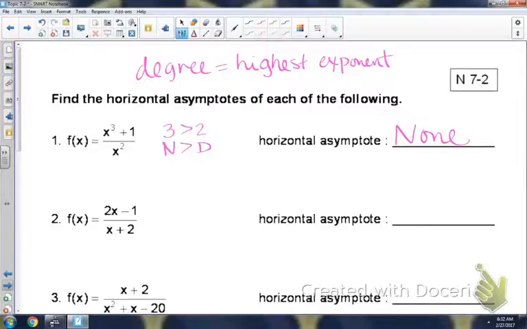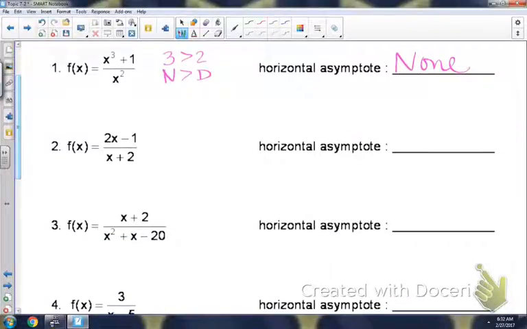Looking at number 2, we have an x, that exponent is a 1, and that's the highest one, so 1. Looking at the denominator, we have an x, so that degree would be 1. Those are equal. If the numerator degree is equal to the denominator degree, then your horizontal asymptote is y equals a over b, which just means your leading coefficients. So go over to your rational function. The coefficient of the x there is a 2, and that's a 1. So it would be y equals 2 over 1, which equals 2.